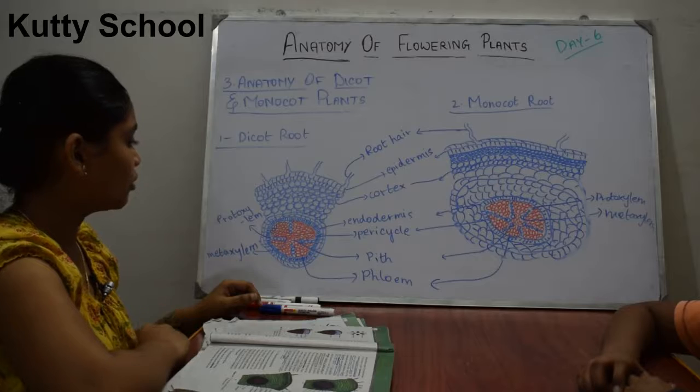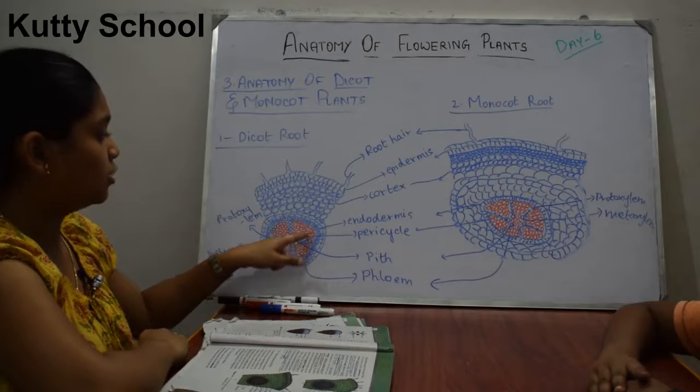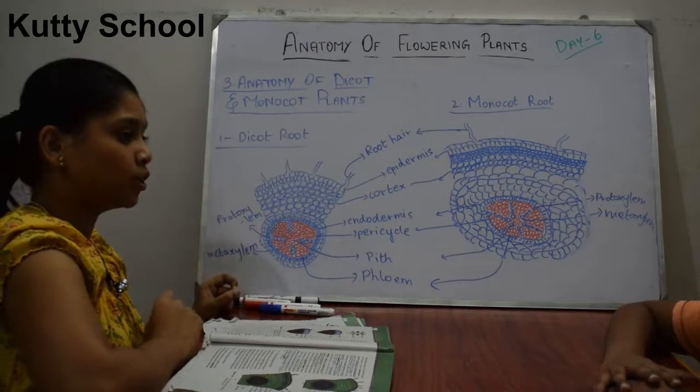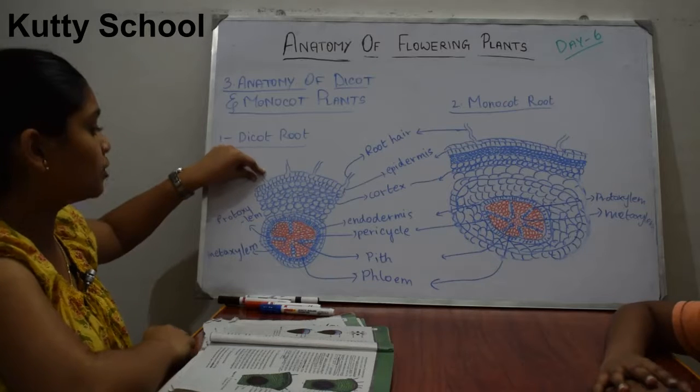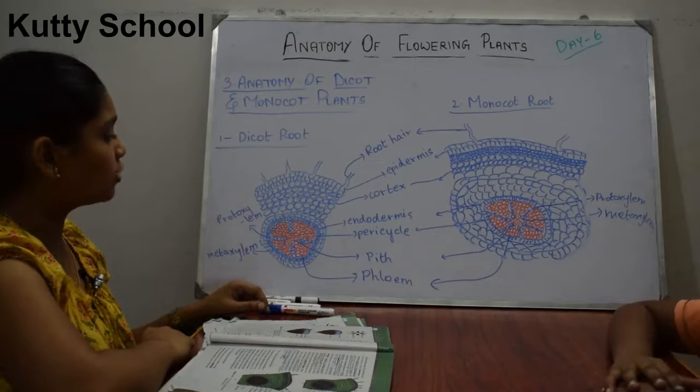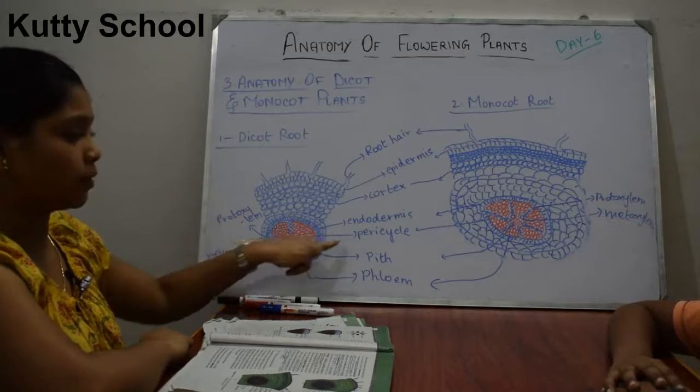And after the endodermis there comes the pericycle. From this pericycle only, lateral roots develop. Lateral roots develop from the pericycle, and also the vascular cambium develops from the pericycle.